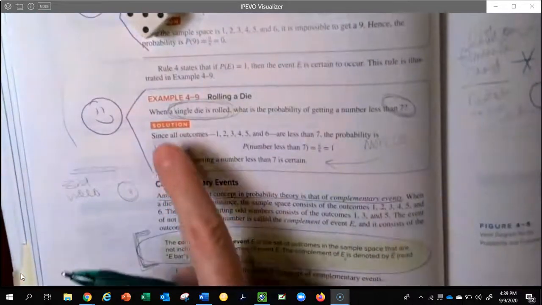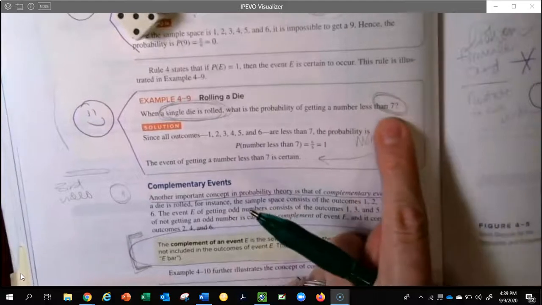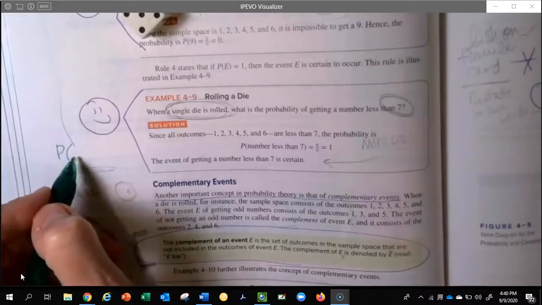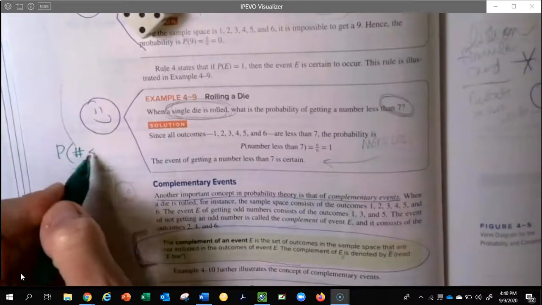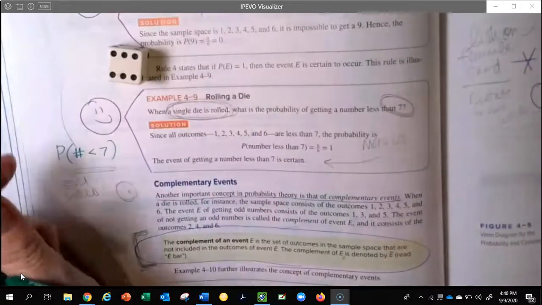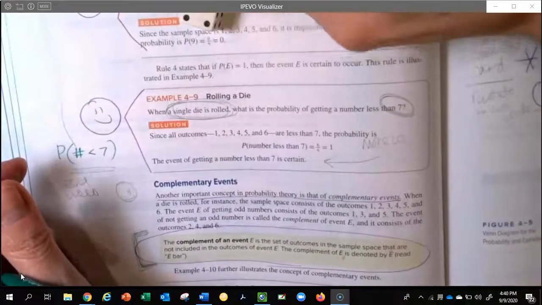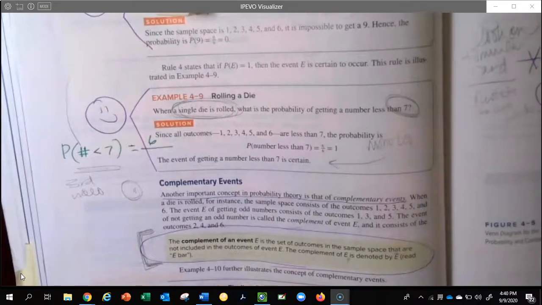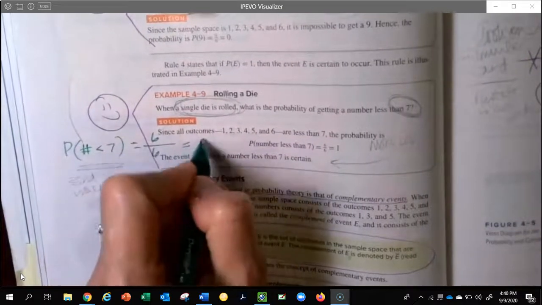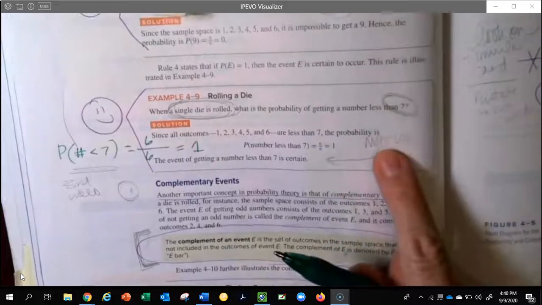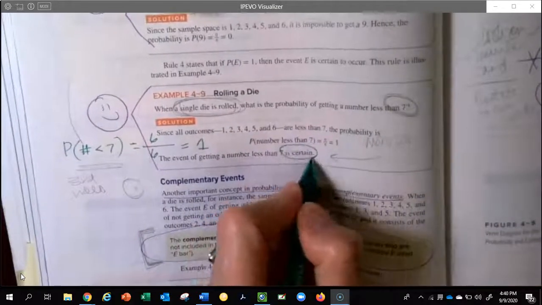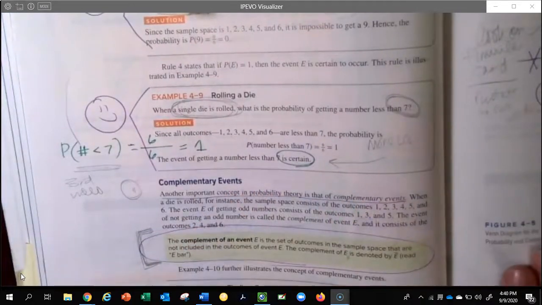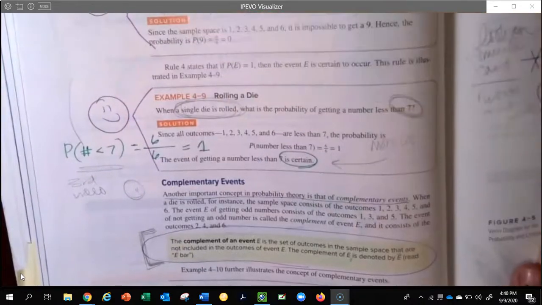And then on 4.9, if a single die is rolled, what's the probability of getting a number less than 7? And we can use it in words: a number less than 7. That means we can get a 6, a 5, a 4, a 3, a 2, or a 1. So there are 6 sides that qualify out of the 6. And so that is going to be a 1, hence more LOL. So the second one is certain, and the first one is just impossible, not going to happen.